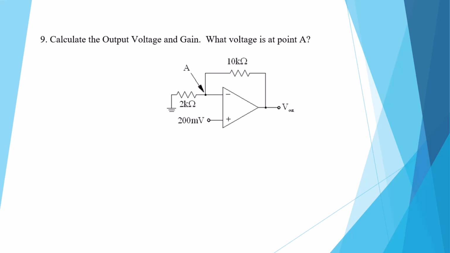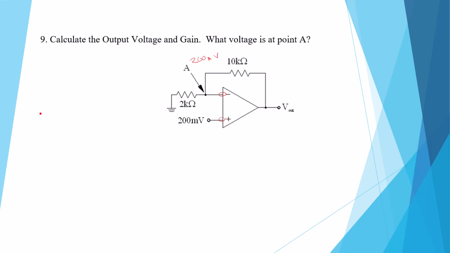Okay, here we're looking at a non-inverting input because our voltage goes into our non-inverting input, and it's asking for A. And again, since our voltages are locked into our inputs, this is going to be 200 millivolts. So A is going to be 200 millivolts.